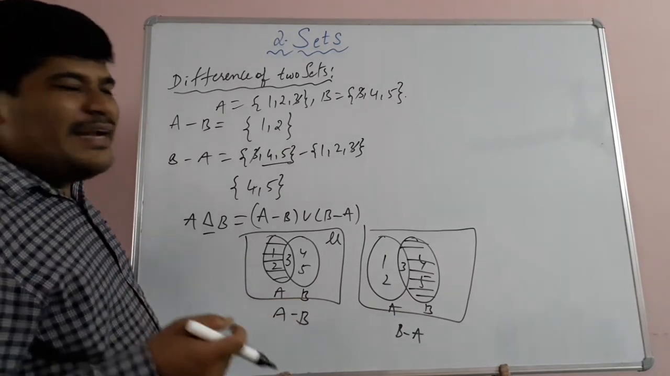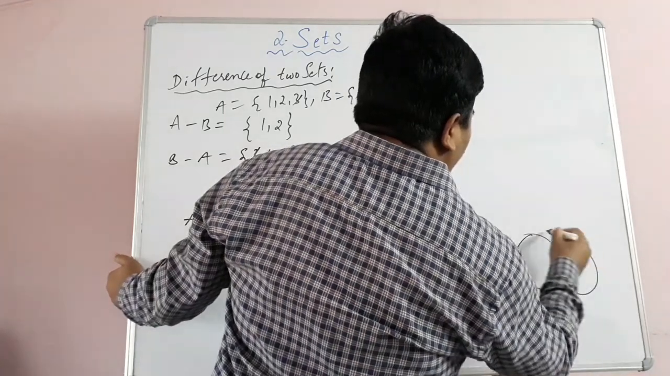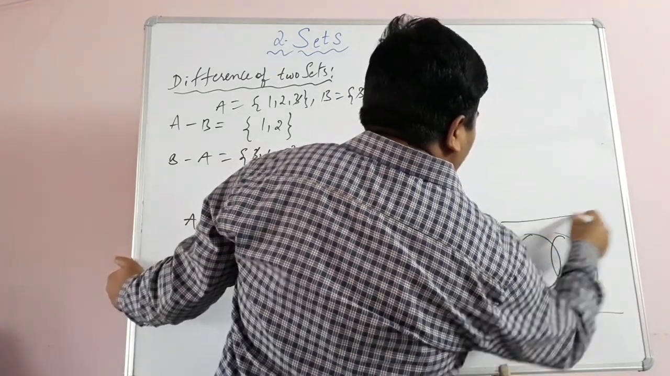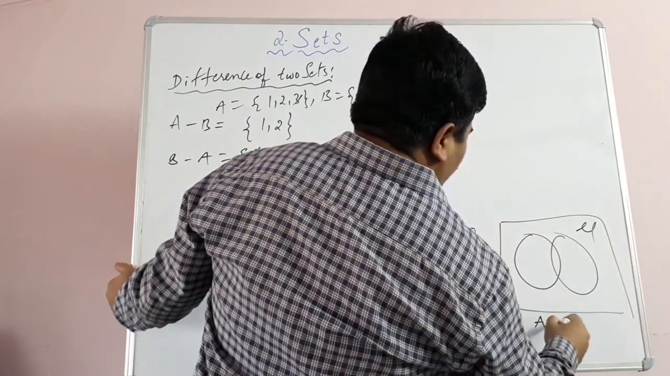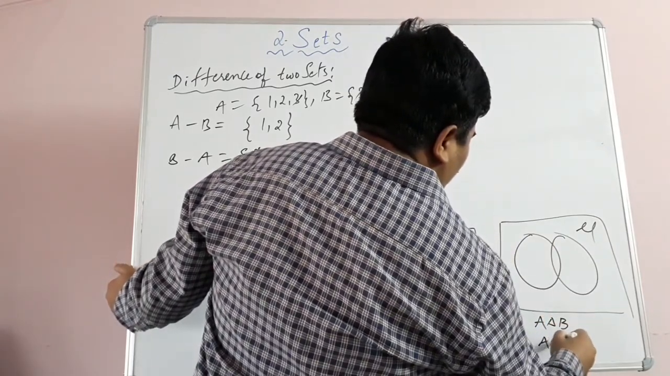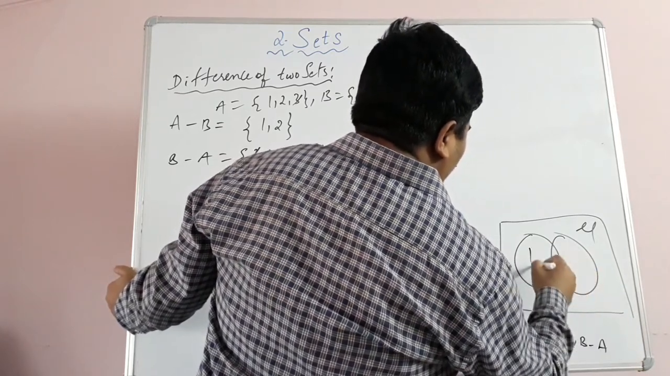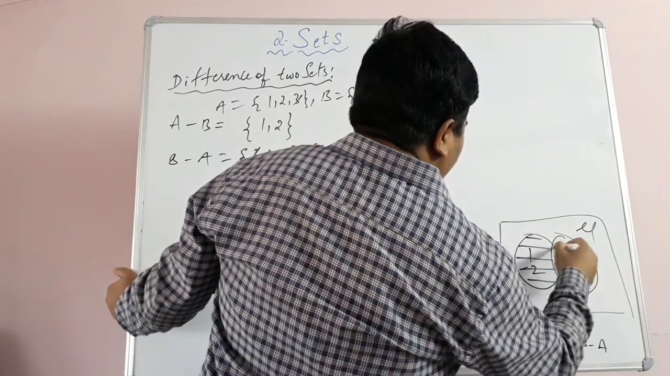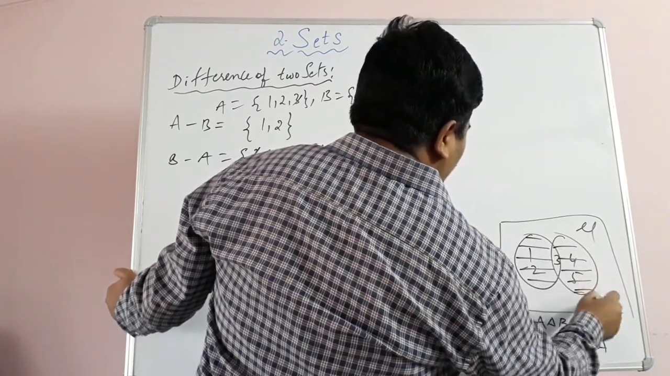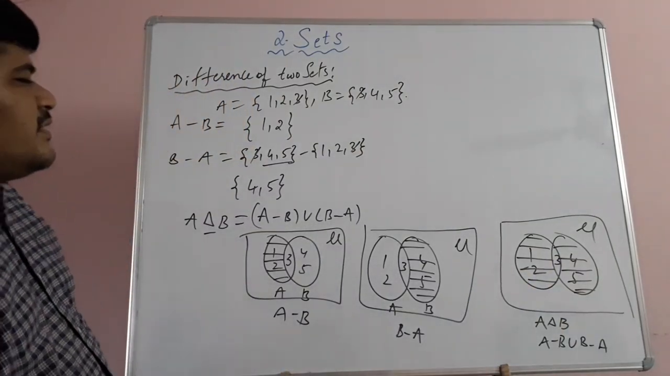And what is A delta B? A delta B is nothing but A minus B union B minus A. So here 3, 1, 2, here 4, 5. So only these parts should be shaded, children. So this is A delta B. Okay, and children, next.